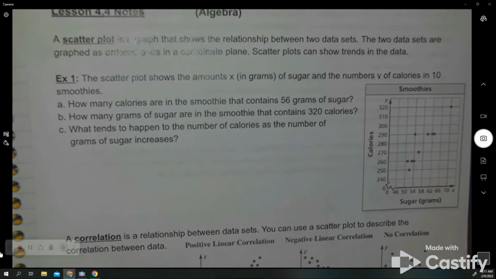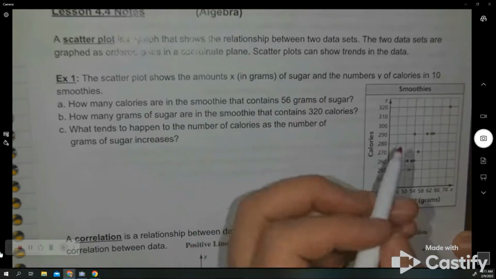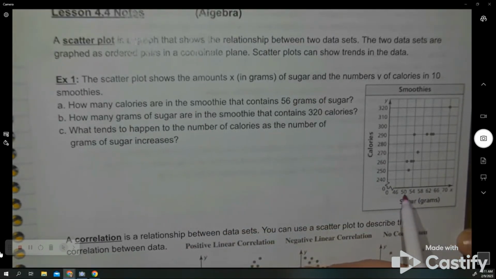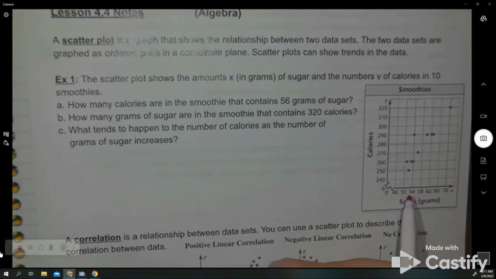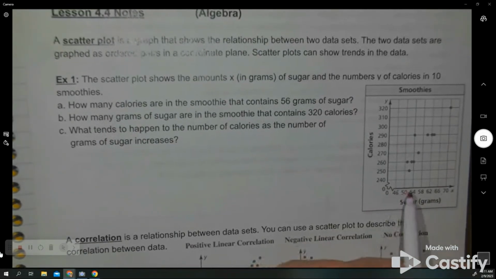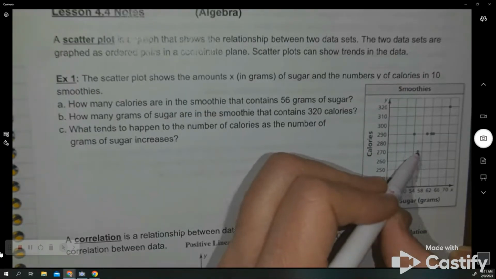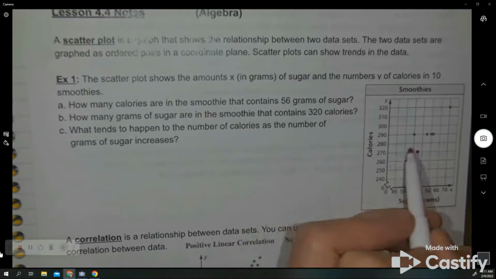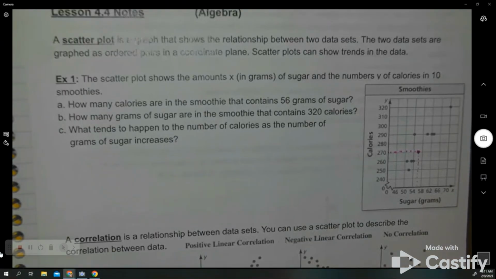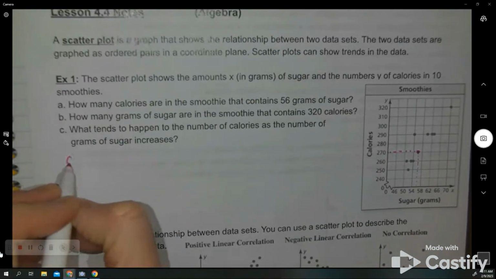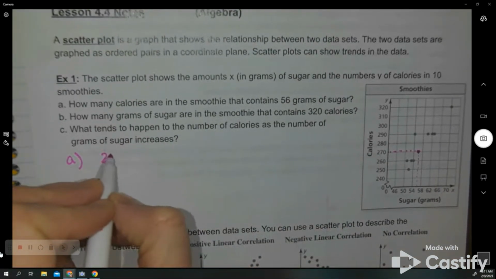For part A, it says how many calories are in the smoothie that contains 56 grams of sugar. So if I want to look for the amount of calories for a 56-gram sugar smoothie, I have to look over here and notice how these are counted by fours. So halfway between each number would be the 2 mark, right? So it goes 54 to 58, and halfway between there would be 56. So if I go up to 56, it looks like I hit that dot right there. If I travel over to that y-axis, it looks like 270 calories for that 56 grams of sugar. So 270 calories.